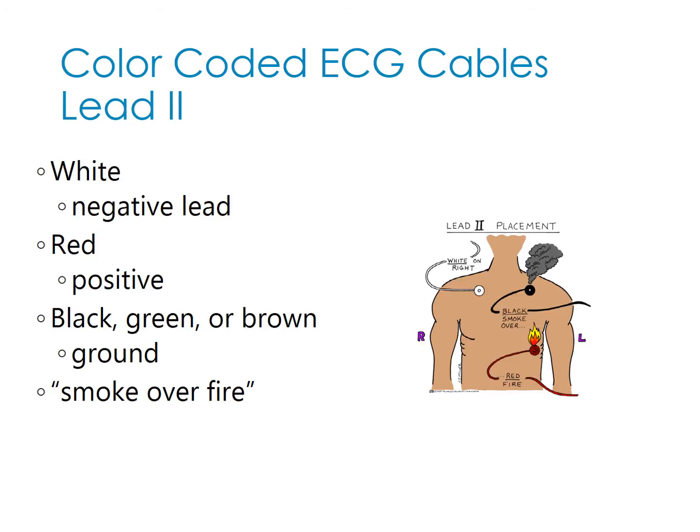A popular phrase for lead 2 is "smoke over fire." So if you look at this picture here, smoke is your black. Smoke is always over fire, right? You light a fire. So your red is down on your left lower, your black is up on your left upper, and then white is on your right side. So that is essentially how you would set up a 3-lead ECG on one of your clients.